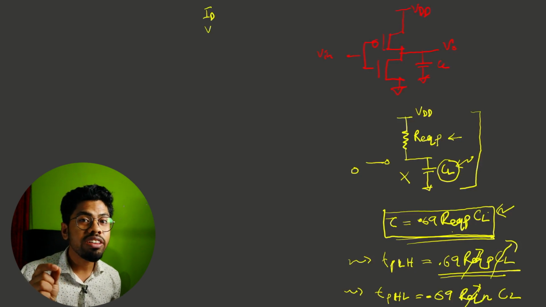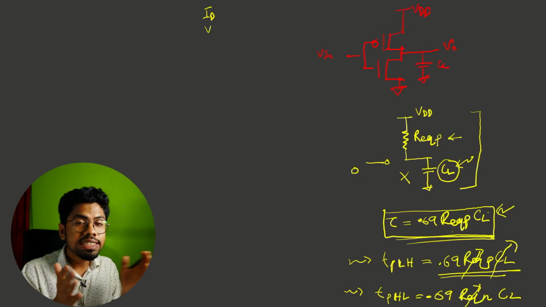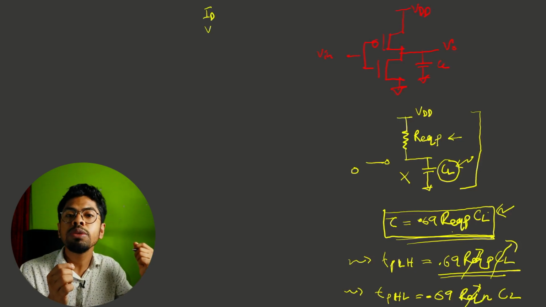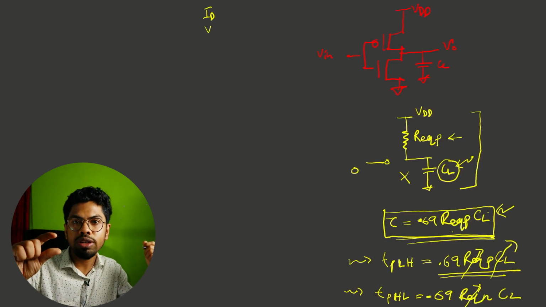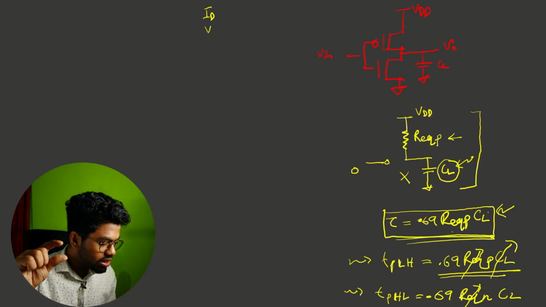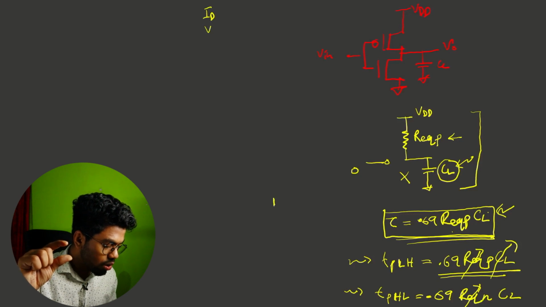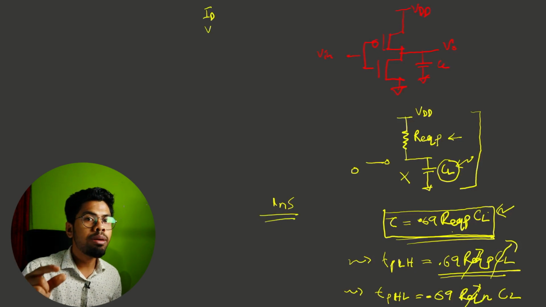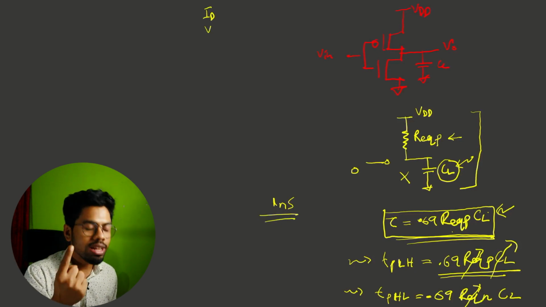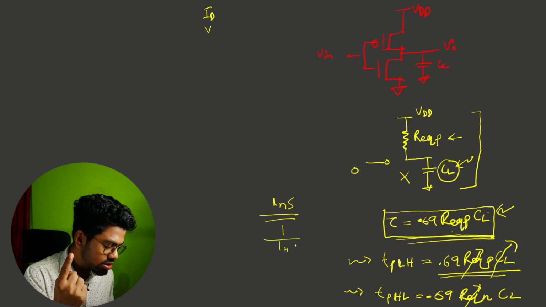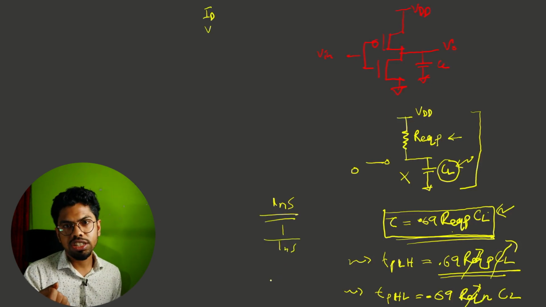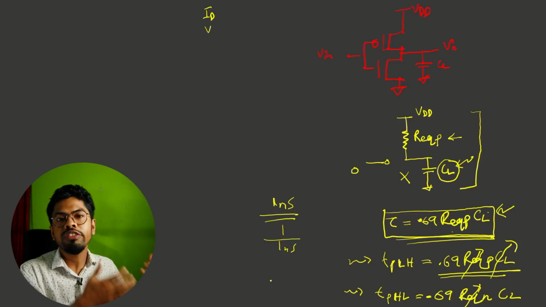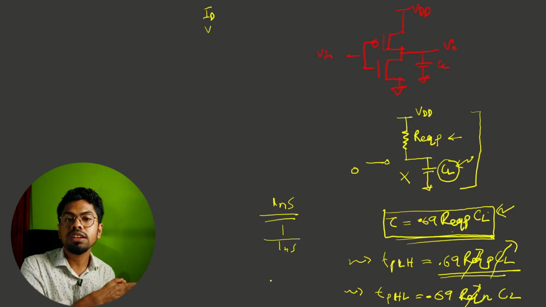And why do we want a very fast inverter? Because the lesser the delay, the faster the inverter, implying more logic could be computed inside a small amount of time. For example, if your inverter has a delay of 1 nanosecond, that implies the maximum rate of operation it can perform in 1 second would be 1 by 1 nanosecond, which would be roughly 1 gigahertz. That means for any signal which is faster than 1 gigahertz, your inverter will fail. So that's why we need a faster inverter.